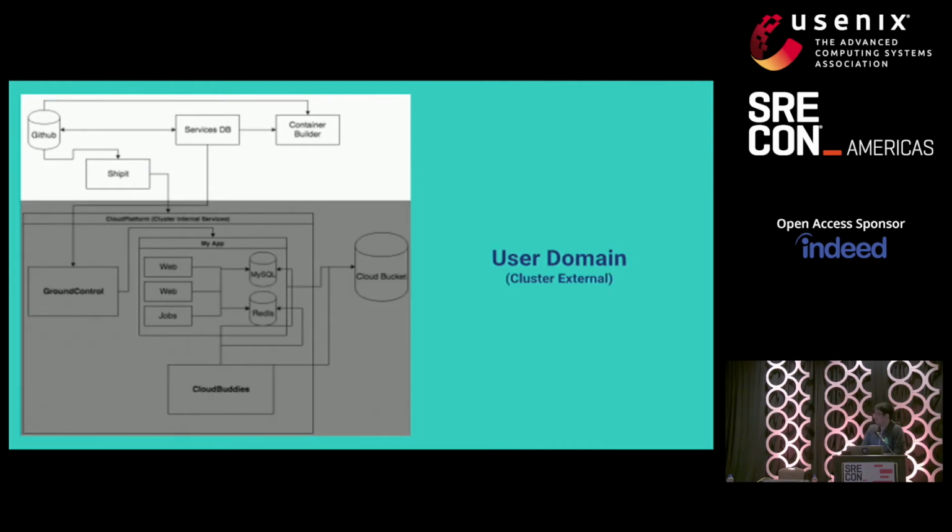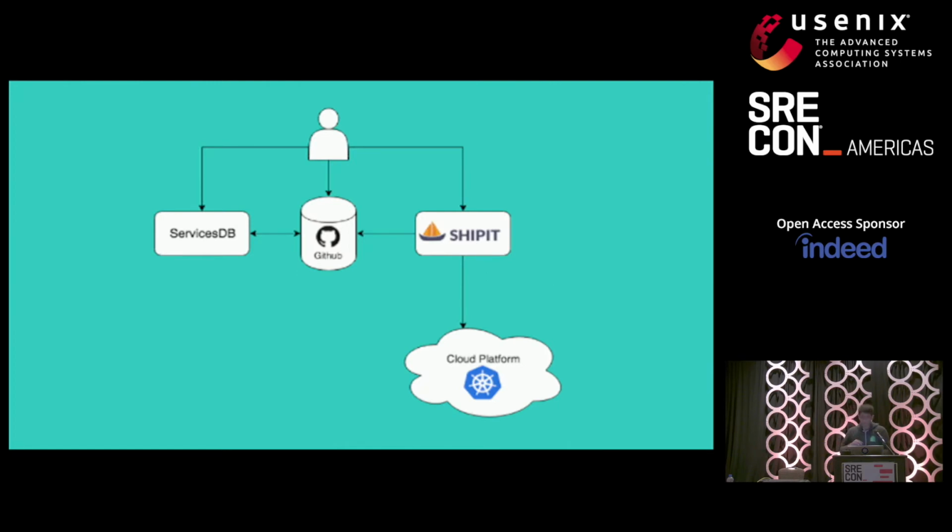So just focusing on what the user domain actually looks like and how they interact with the platform. Imagine you just started at Shopify, and your first team project is to build a brand new Ruby on Rails application. You have some familiarity with Ruby, but how do you get it running in production? First step, you run Rails new, have it set up locally, and then push it to GitHub. But what next? How do I define what infrastructure looks like in a self-serve manner? So you use an internal tool we call Services DB.